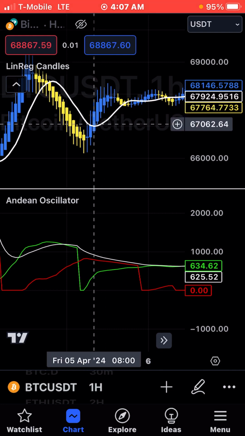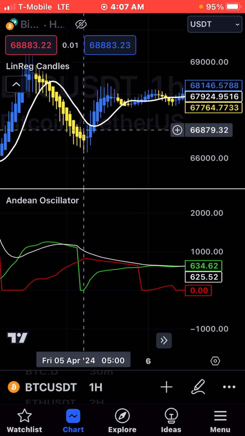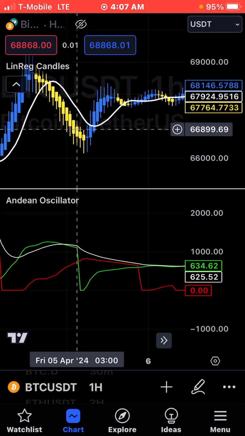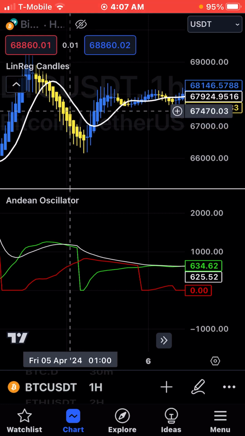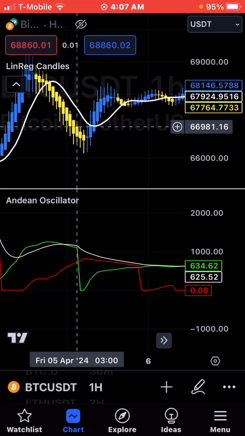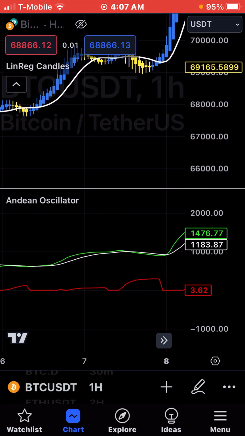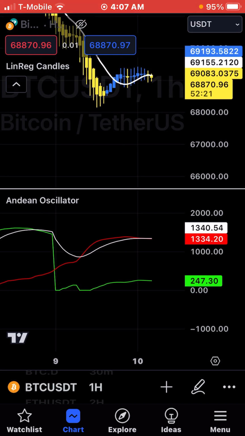So in this scenario right here, we see red going over the green line, which means in that scenario with the Andean Oscillator, the red is winning, which means bears are winning, and then the linear line is down, the candles are below, so it kind of matches. But it is more volatile.